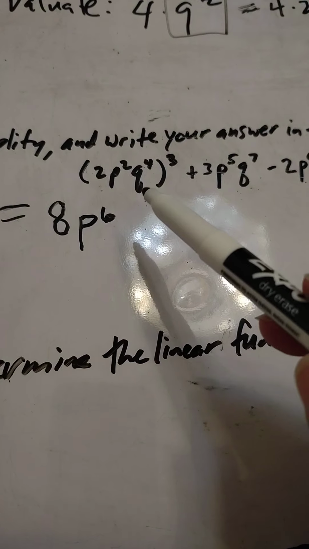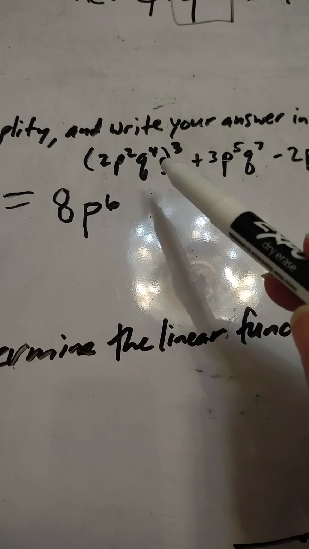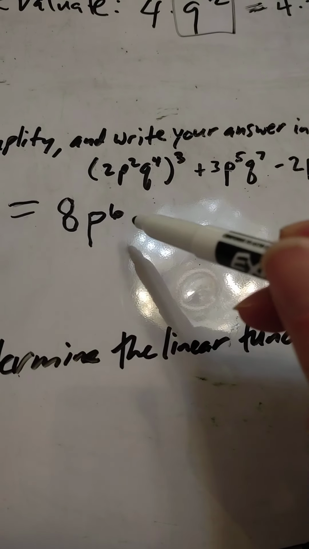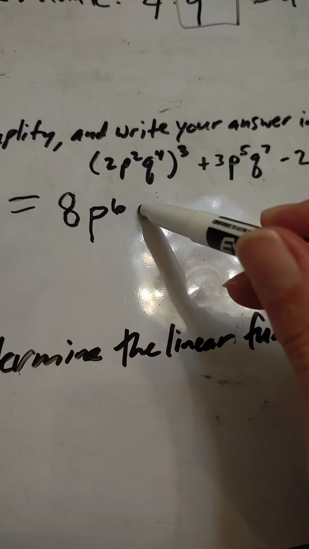Okay, and then q to the fourth raised to the third, power to a power you multiply, so this becomes q to the 12th. So now we simplified that first term, and let me carry down the next two terms. Plus 3p to the fifth times q to the seventh minus 2p to the sixth times q to the 12th.